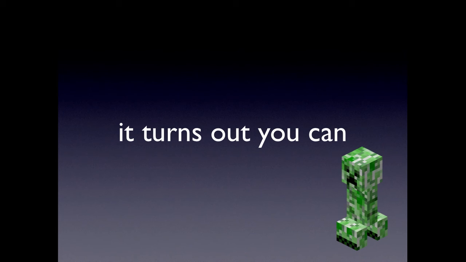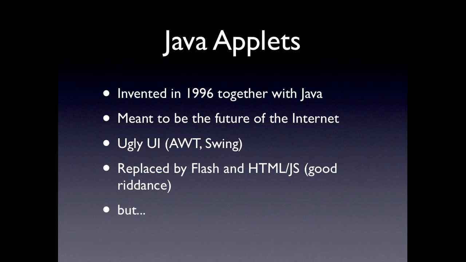And by the end of this talk, you will know how it works, and you will have source code that you can play with. Now, of course, JavaScript and HTML can't do this natively. We need help. We need to enlist some external component to do this for us. And it turns out that the component that we need are Java applets. Java applets were invented around 1996 together with Java. They were meant to be the next big thing on the internet.